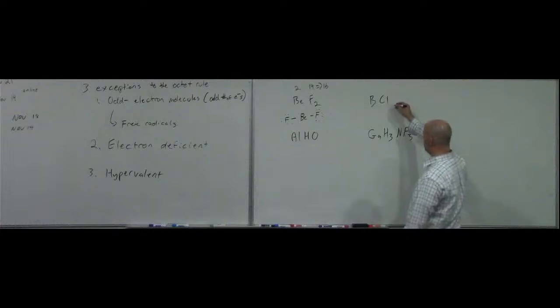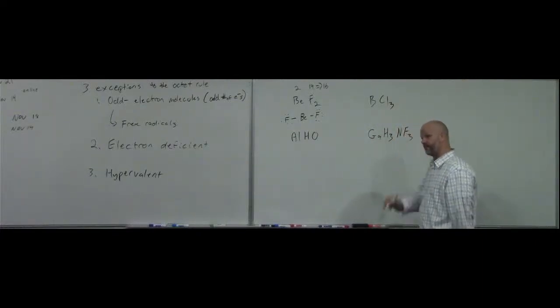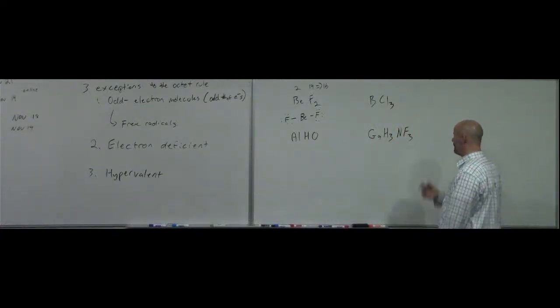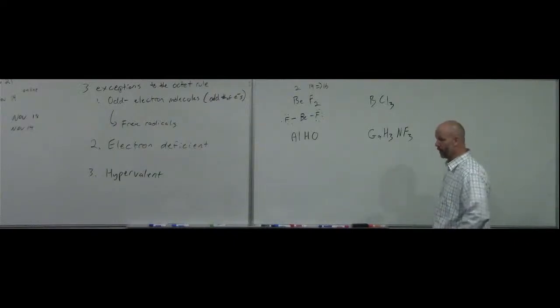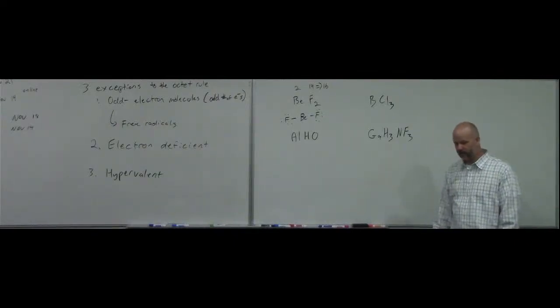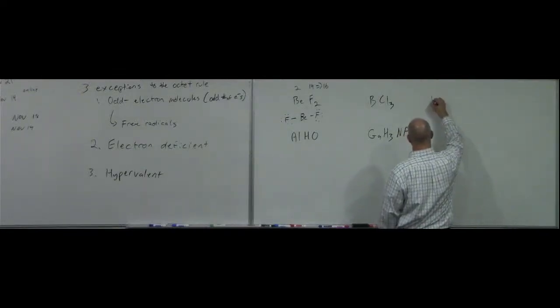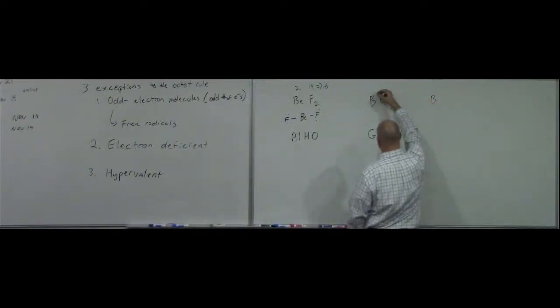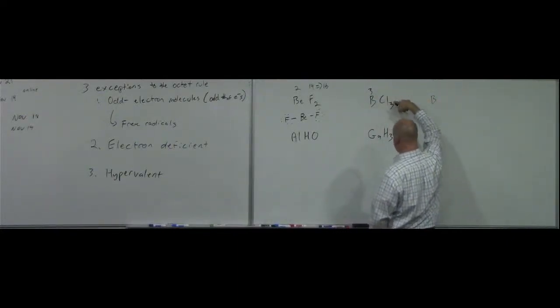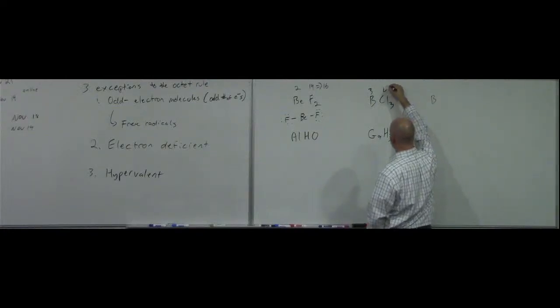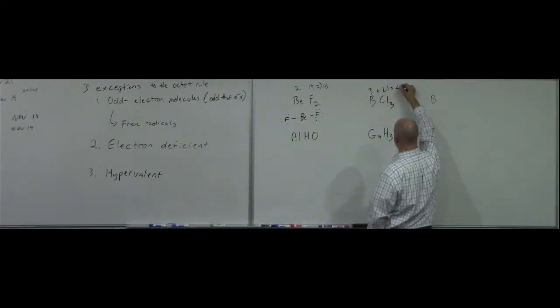Oh, this should be BCl3. I'm sorry. I do apologize. BCl3. Boron trichloride, right? How many valence electrons does boron have? 3. How many does chlorine have? 7. So this is 3, and then 7 times 3 is 21. So that's going to be 24.